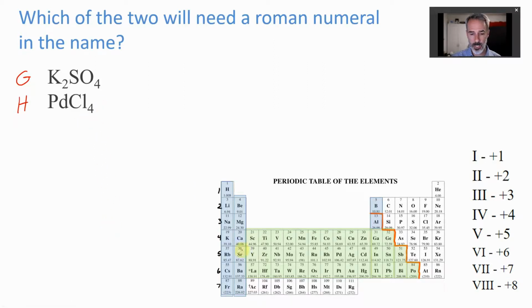Definitely H will need a Roman numeral. Palladium is right here. Potassium's right there. I know potassium is +1. It's in the column that has a +1. I know its charge. It does not get a Roman numeral. Matter of fact, we can't. This is just potassium sulfate. Boom, no Roman numeral. But this one is definitely going to need one.